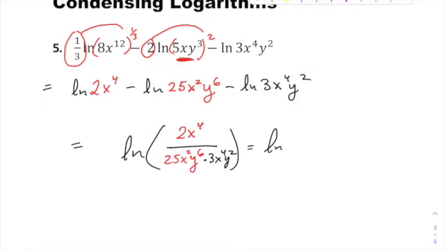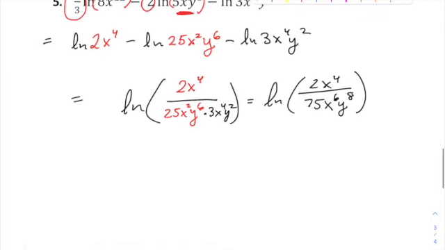So a lot of stuff going on here to simplify. Just take your time. So we'll leave that alone, 2x to the 4th. When I do multiply those in the denominator, 25 times 3 is 75. X squared times x to the 4th is x to the 6th. Y to the 6th times y squared is y to the 8th. And now that fraction can certainly be reduced.